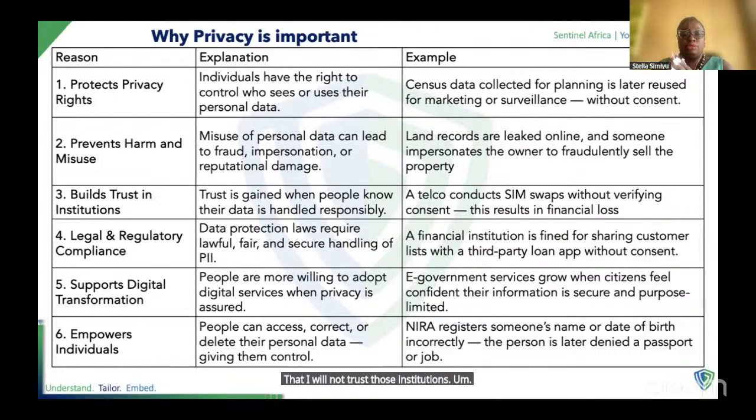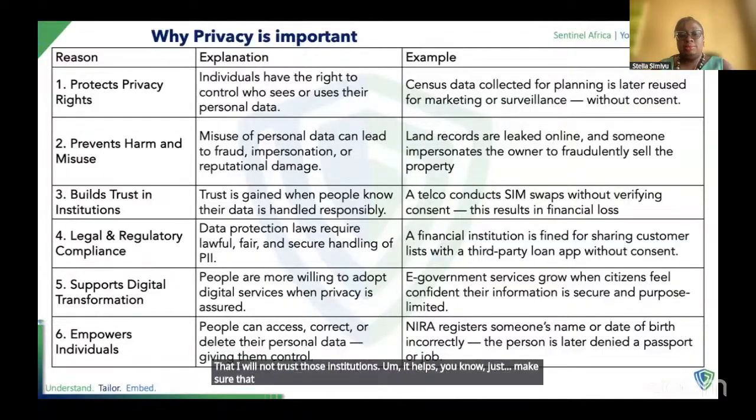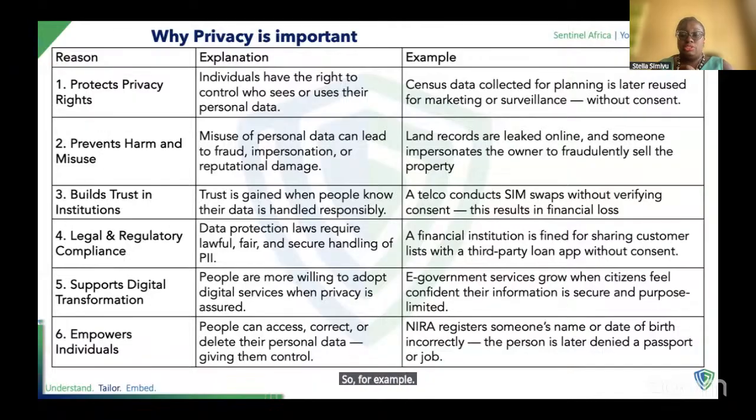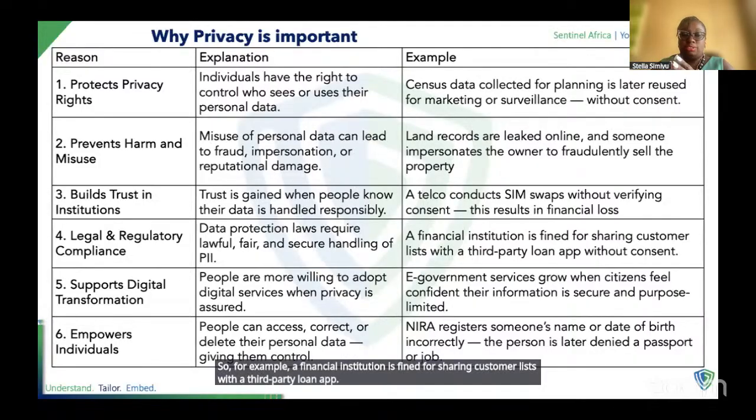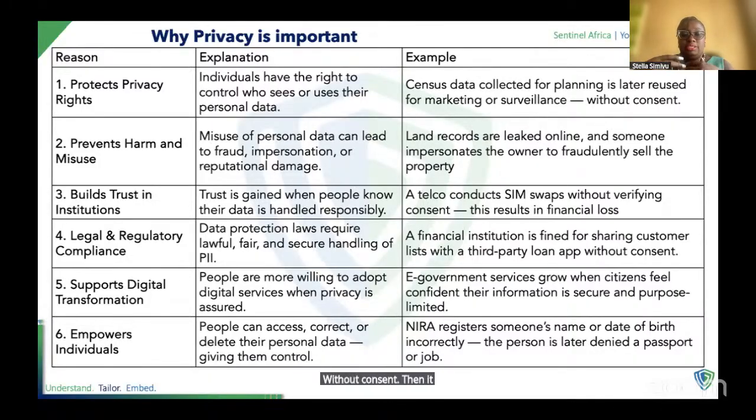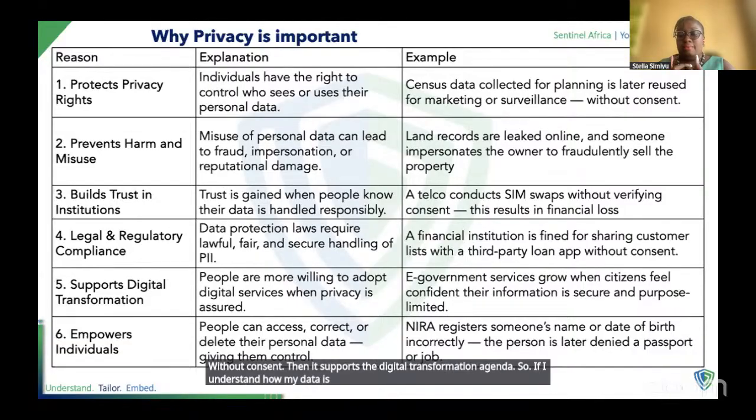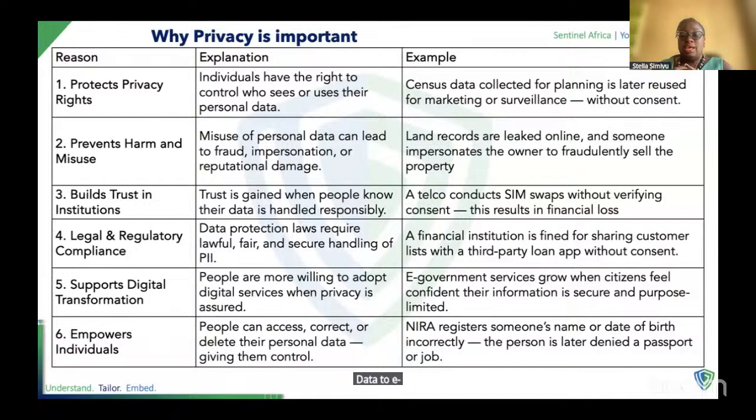It helps make sure that people are compliant. So, for example, a financial institution is fined for sharing customer lists with a third-party loan app without consent. Then it supports the digital transformation agenda. So if I understand how my data is protected, I am more willing to give data to e-government services. I will be confident with how the government is utilizing my data. Then it empowers individuals.